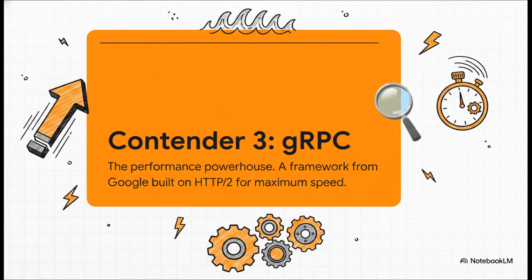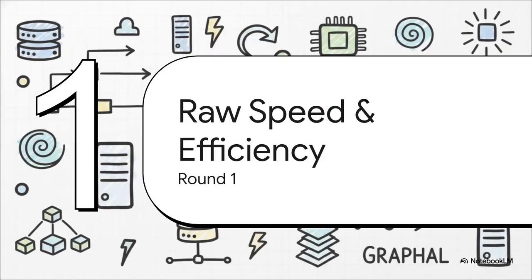And our final contender, this is the speed demon. It's gRPC, the performance powerhouse. This is a framework that came out of Google, and it was built from the ground up for one thing: pure, unadulterated speed. It uses HTTP/2, and it's designed for those moments when every single millisecond counts and performance is absolutely non-negotiable.